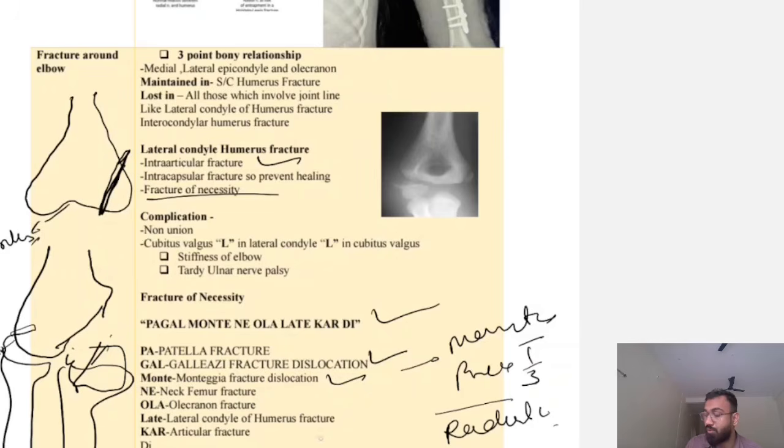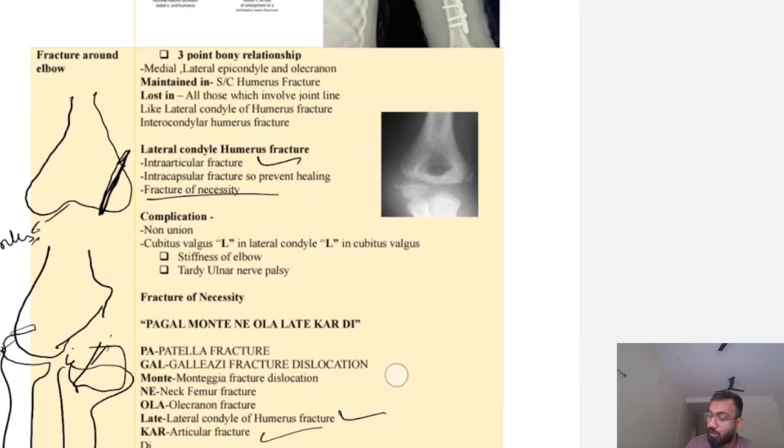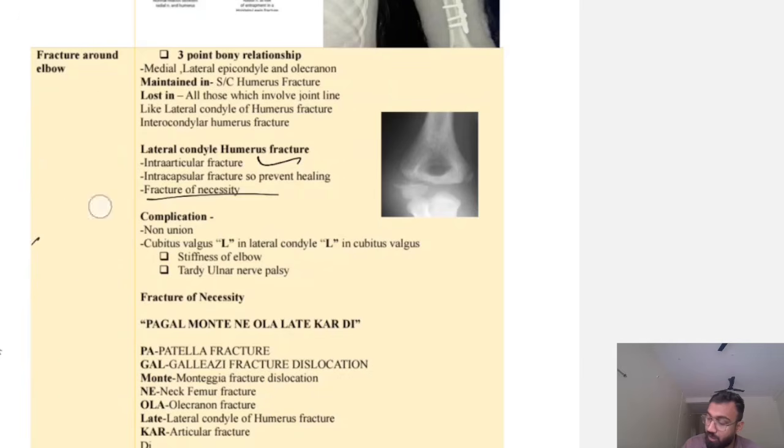Same I have explained to you, lateral condyle humerus fracture, articular fracture. Okay. Now, what are the complications of lateral condyle of humerus fracture?